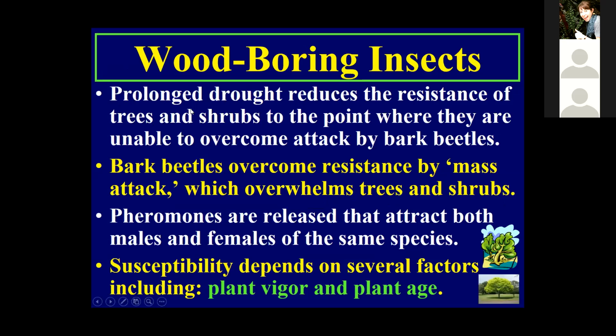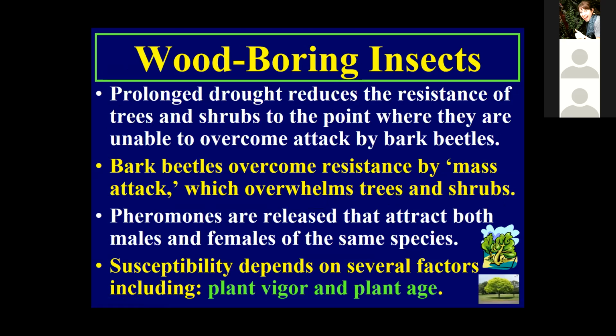Well, prolonged drought reduces resistance of trees and shrubs to the point where they can't overcome attack by bark beetles. And it's really critical during dry conditions or droughty conditions to water your plant thoroughly so they can defend themselves against insect pests such as bark beetles. The bark beetles can overcome resistance by mass attack. And again, this is primarily going to occur on stressed trees.